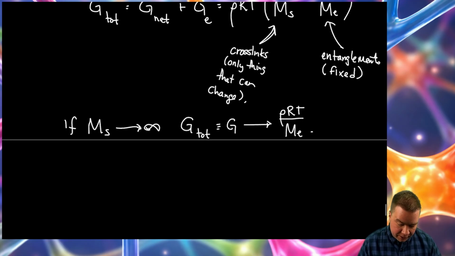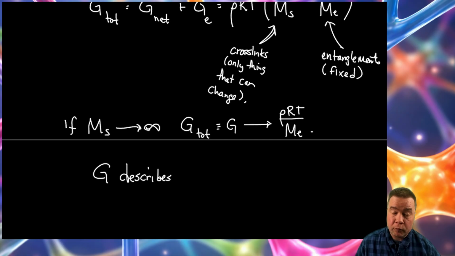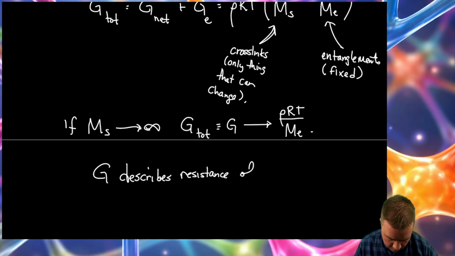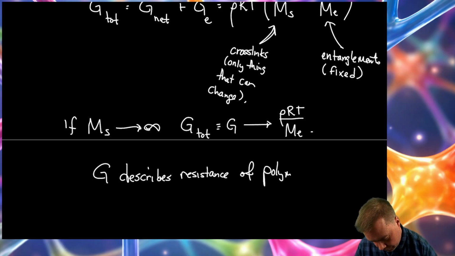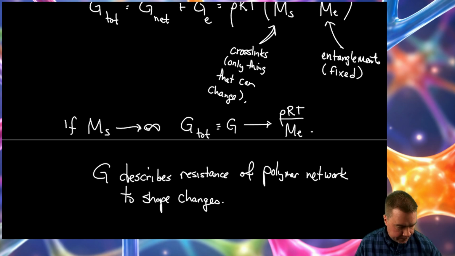But for right now, this is how we describe it: G describes the resistance of our polymer network to shape changes. And now in the next class, what we're going to do is take this understanding of polymer networks and ask, okay, well, what is the effect of adding solvent to the network? And I'll see you there.